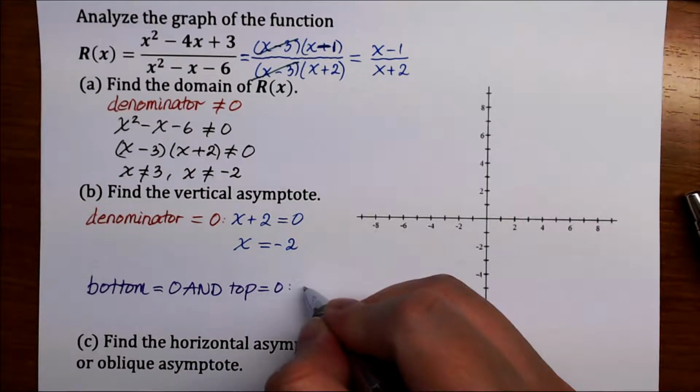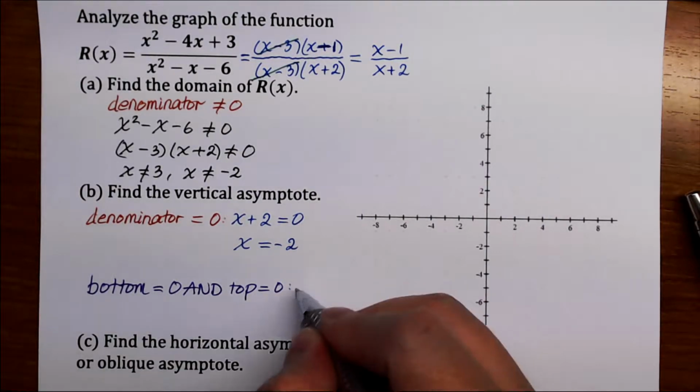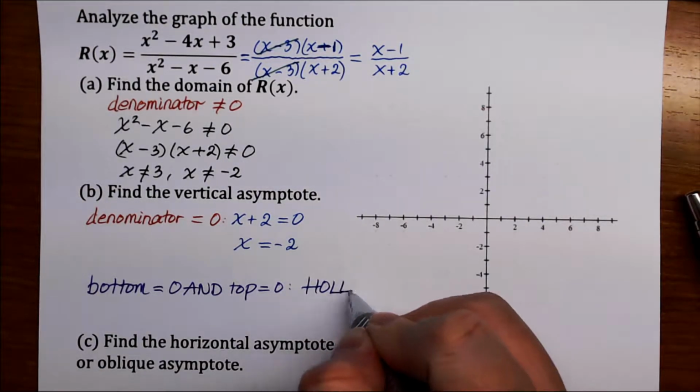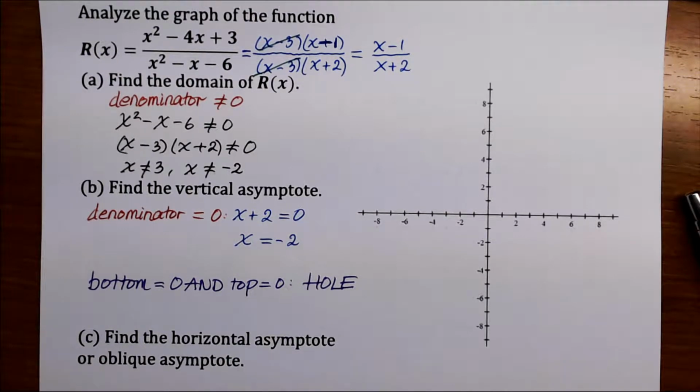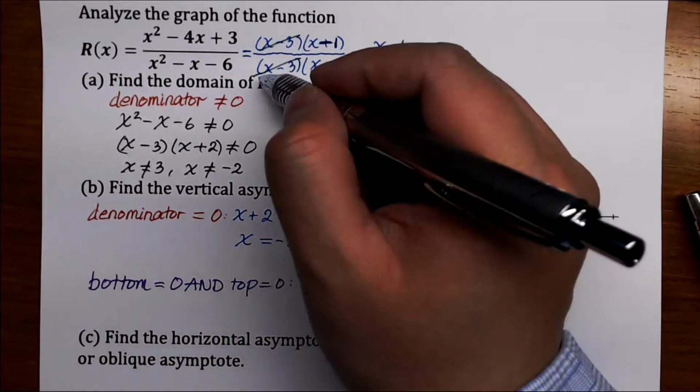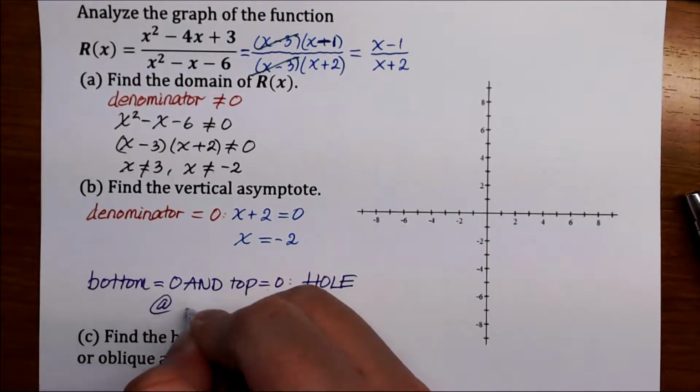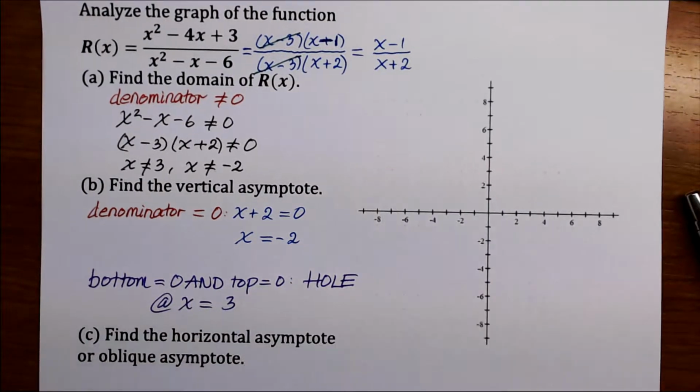In which case we just have x plus 2 equal to 0, and that gives us x equal to negative 2. And that's good. If we use the simplified function, that will be it.